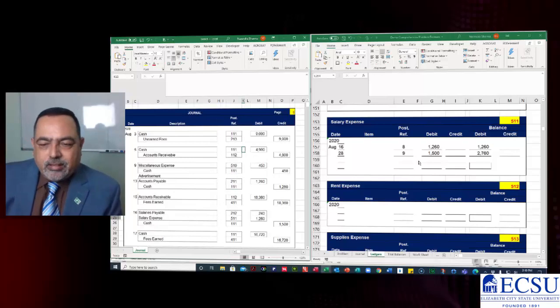So once I finish posting, the next thing that I'm going to do is prepare a trial balance. For that, I'm just going to take these completed ledger accounts and put them here so that I can make a reference. So I'm going to do a trial balance.